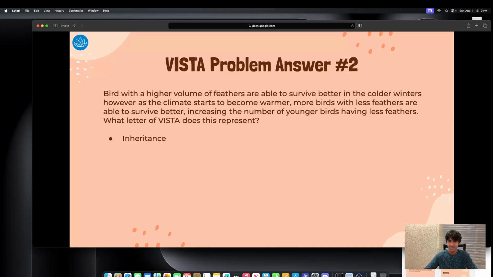This represents inheritance, because the more birds with less feathers are able to survive better, and since they had children, the children inherited those traits. In the warm weather the birds probably had children, and the children of those birds with less feathers had the positive trait that the parents had, right? So the increasing number of younger birds means that it's the offspring. The children are inheriting the traits that were positively affecting the parents and allowing them to survive.